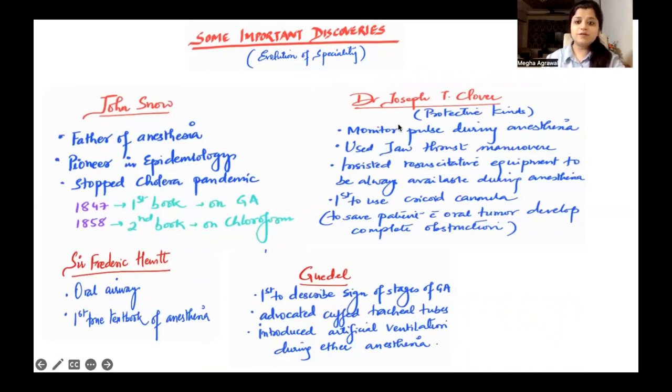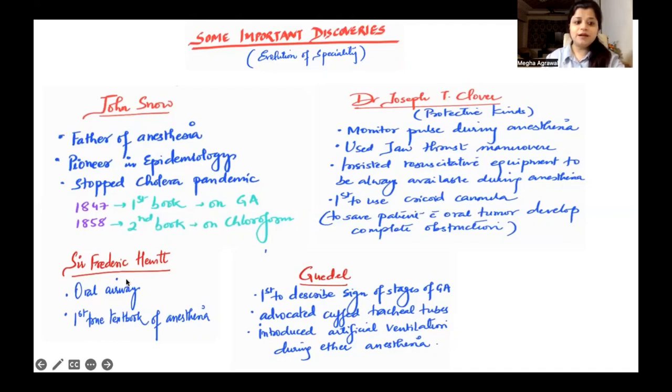Then there is Joseph T. Clover. He was the protective kind of anesthetist. He started monitoring pulse during anesthesia. He used the jaw thrust maneuver. He insisted that resuscitative equipment like the ambu bag be always available during anesthesia, and he was the first to use a cricoid cannula to save a patient with an oral tumor who developed complete obstruction.